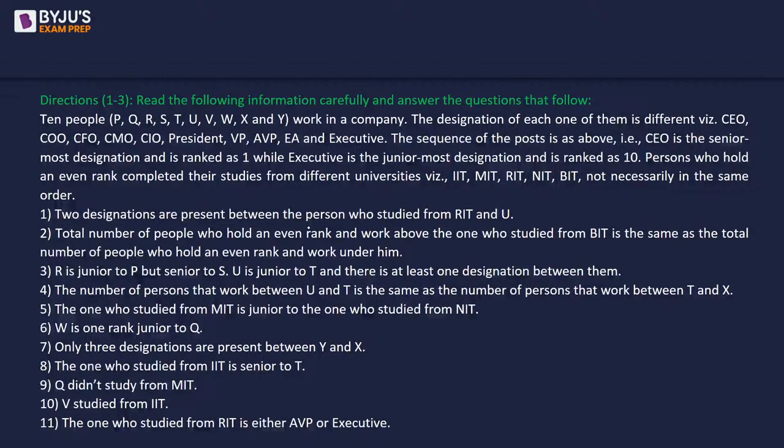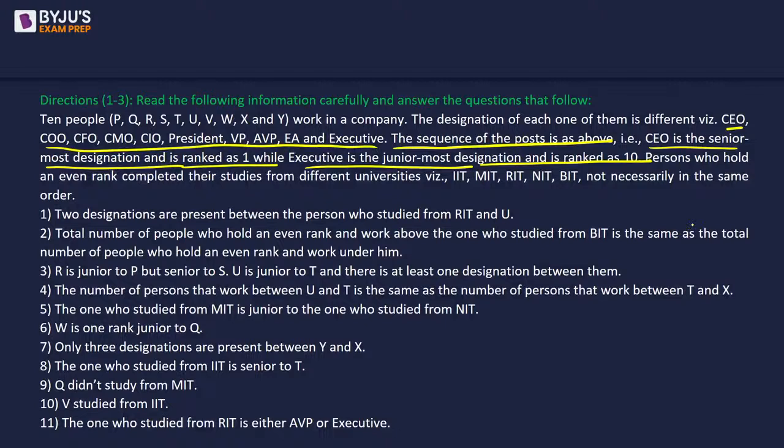So let's begin. The first set says there are 10 people, P to Y, who work in a company. The designation of each one of them is different. That is CEO, COO, CFO, CMO, CIO, President, VP, and so on and so forth. The sequence of the posts is as above, so the sequence is going to remain the same. So CEO is at the top and executive is at the bottom. That is, CEO is the senior most designation and is ranked as 1, while executive is the junior most designation and is ranked as 10.